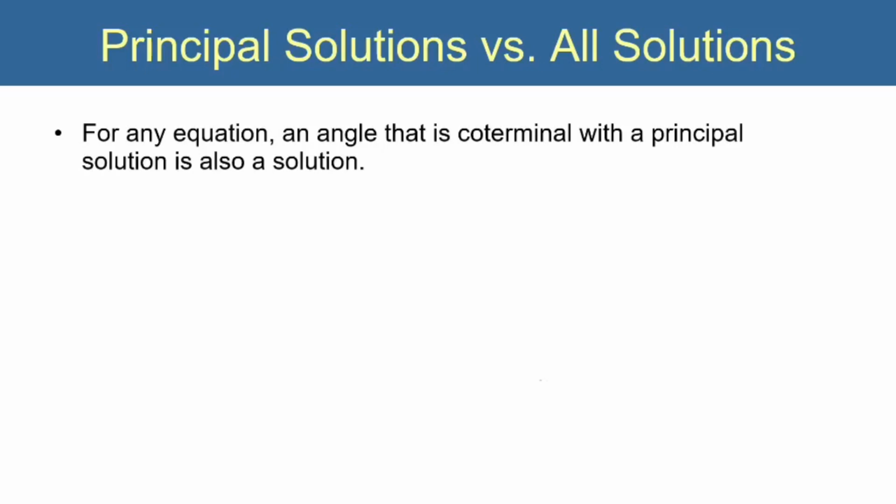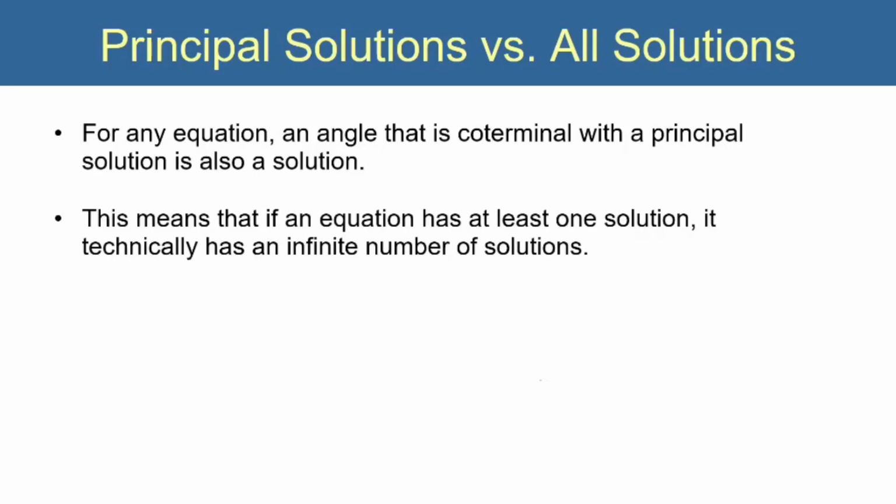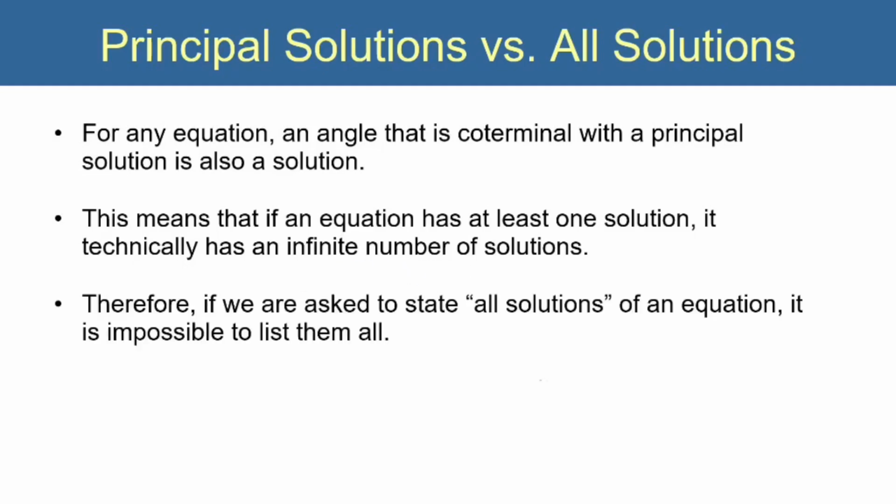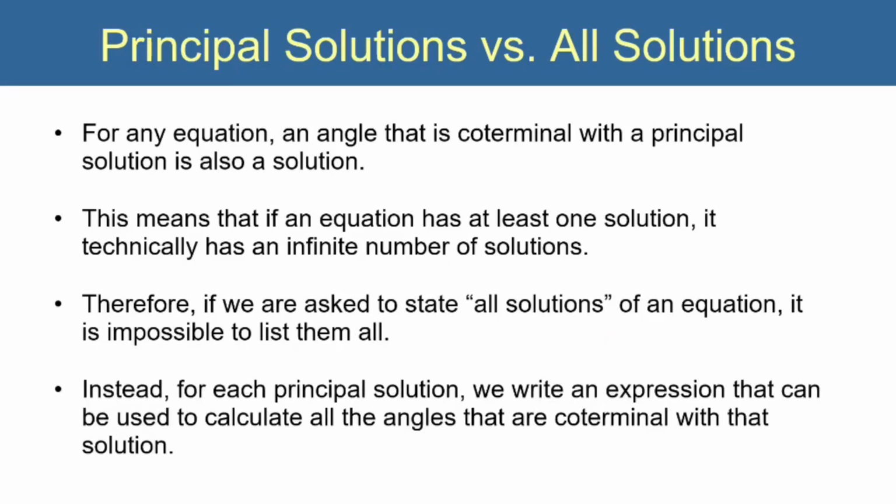Now it makes sense that for any equation, if an angle is coterminal with a principal solution, then that coterminal angle is another solution. And therefore, if an equation has at least one solution, then technically it has an infinite number of solutions. So if we're asked to state all solutions of an equation, it's impossible to list them all. And so instead, for each principal solution, we'll write an expression that can be used to calculate all the angles that are coterminal with that solution.